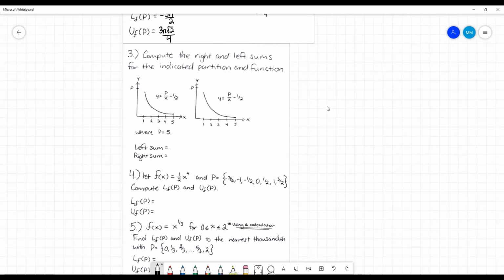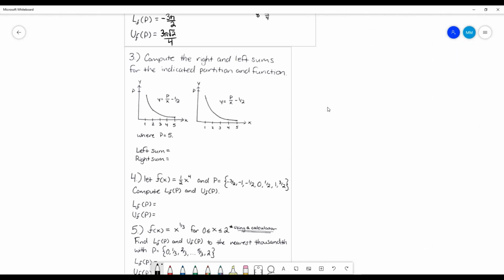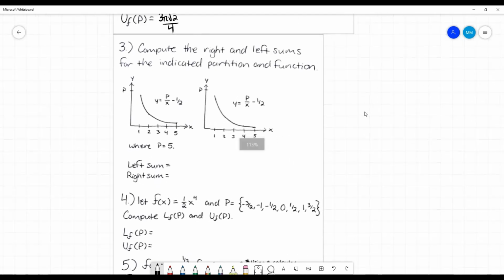Let's take a look at number 3 now. We want to compute the right and left sums for the indicated partition and function. Our right and left sums are different from our lower and upper sum, just because whether or not they are an overestimate or an underestimate depends on the curve. But that does not affect what we're calculating if it's just a right and a left sum. So I gave us 2 of this graph here to make it a little easier for us to draw out.